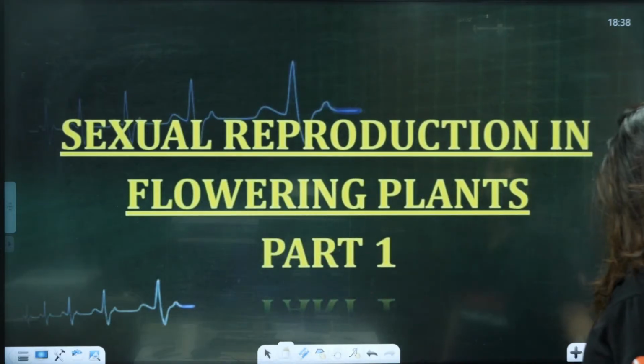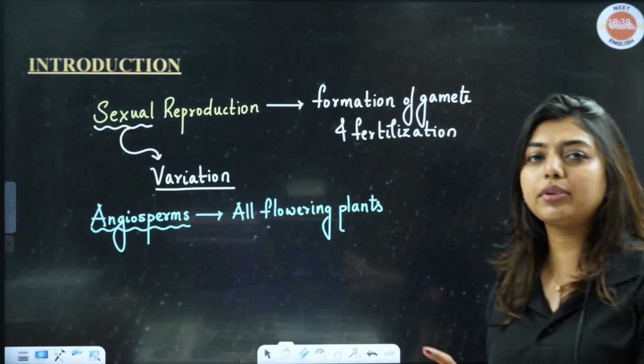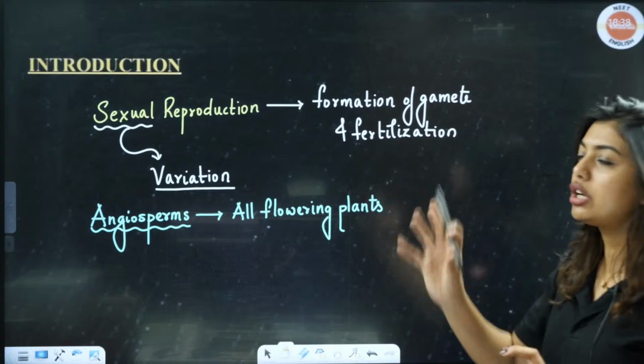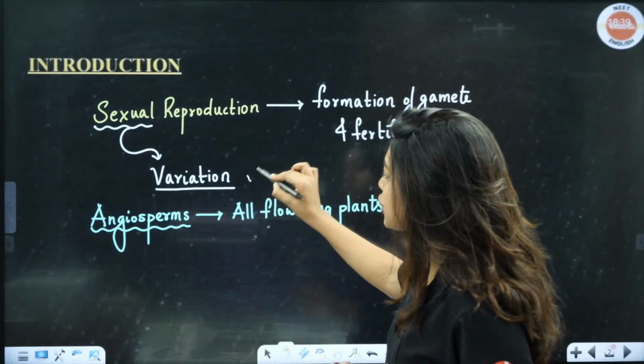Clear? So sexual reproduction in flowering plants is the first chapter, and we will do the entire chapter in one shot, okay? So what is this sexual reproduction? Sexual reproduction is very important, so that variation can happen.